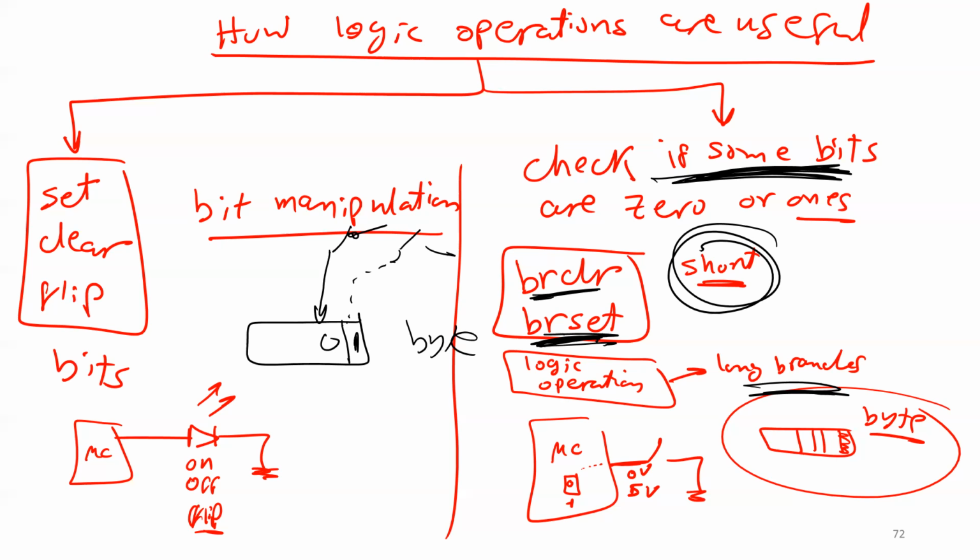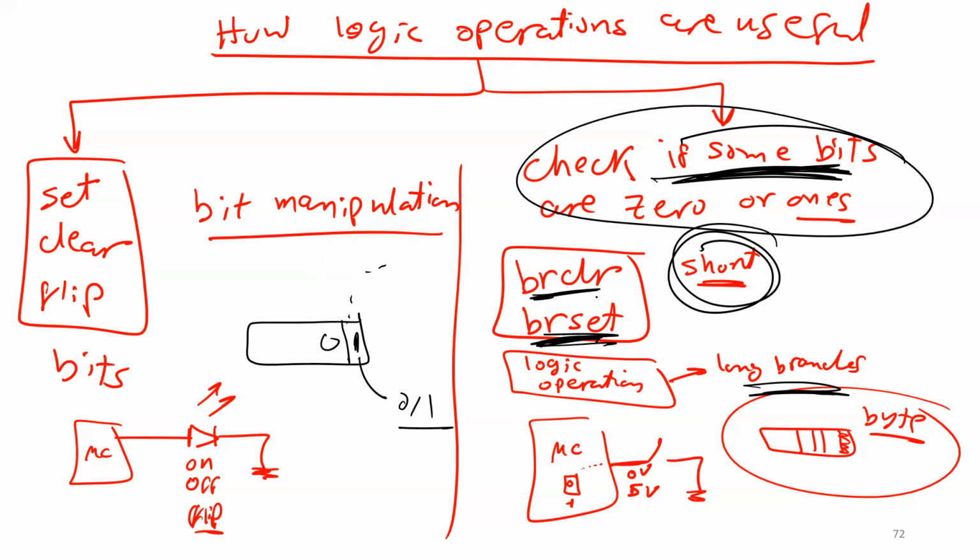So now I have a byte and I need to check if this bit is 0 or 1. Is that okay? So how can we do that? That's what I'm going to explain here. I already explained it using branch if set, branch if clear, but this time I'm going to explain it in a different way using logic operations. Is that okay?